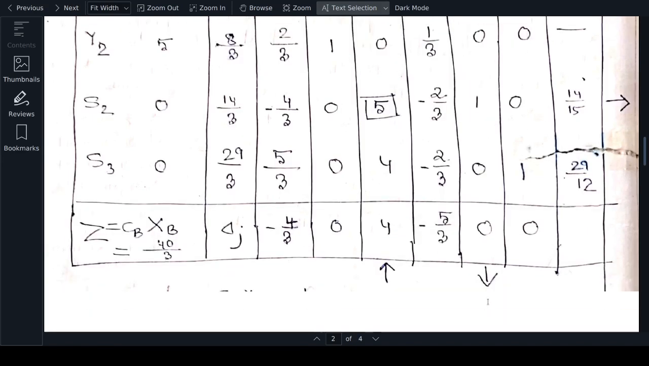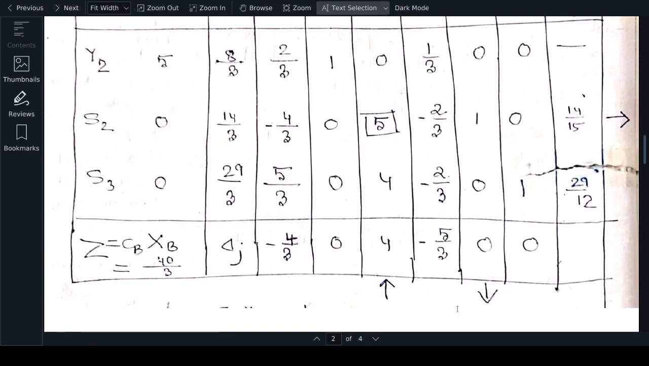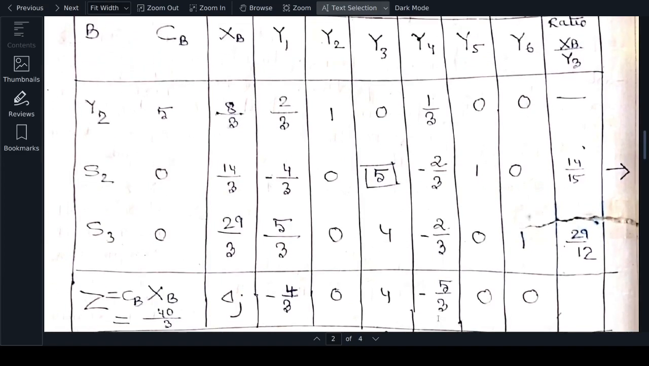So the second table is over. Then, in the second table you see, the first column is B. In the B column, what will you get? You already got Y2, S2, S3. In the second table, you already got Y2, S2, S3 in the B column, the first column. Okay. So Y2, S2, and S3 indicate what? This gives us what?